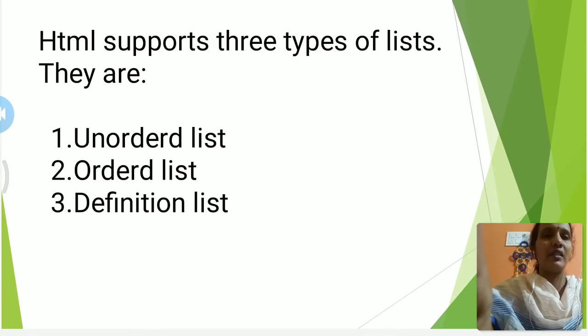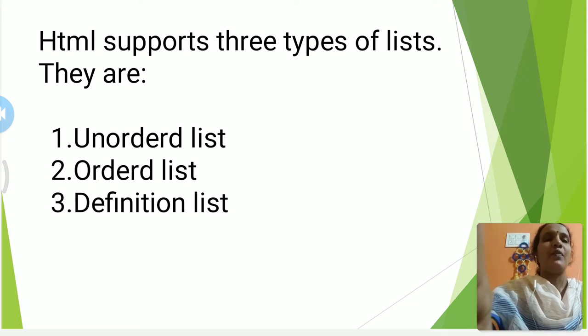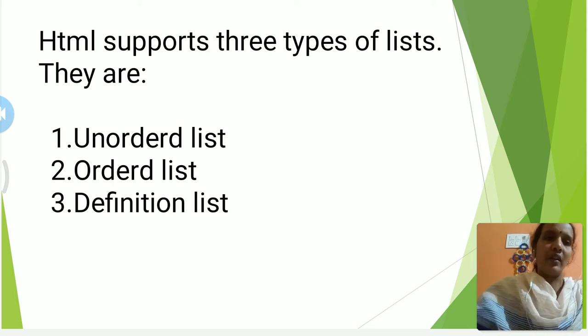So, understood what a list is? Lists are used to display content in a structured format, and before each and every list item there is a specific bullet or numbering format. Each list item is preceded with one of the bullets or one of the sequence.